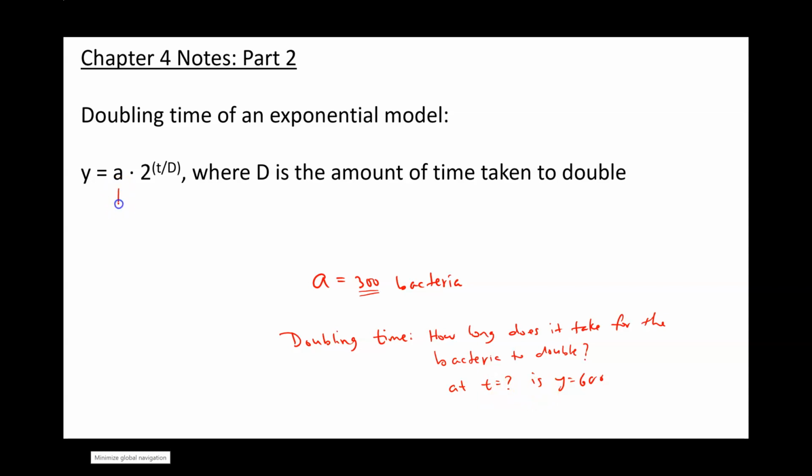Now, A is going to be the initial amount. T is going to be the time, and D is the amount of time taken to double. Okay, so where D is the amount of time taken to double.